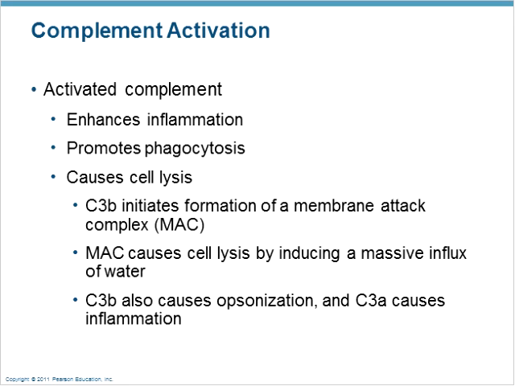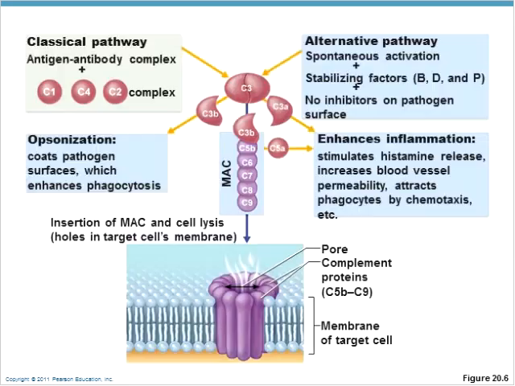Activated complement enhances the inflammatory process, promotes phagocytosis by the mast cells and the neutrophils, and causes cell lysis, where C3b initiates the formation of what's called a membrane attack complex, or a MAC. The MAC causes cell lysis by inducing a massive influx of water. It actually drills holes through the cell wall, if you will. C3b also causes opsonization, which is basically coating the cell or the bacteria or the foreign body with complement so that phagocytes can see it as foreign. And C3a causes inflammation. So it all works in this little cascade.